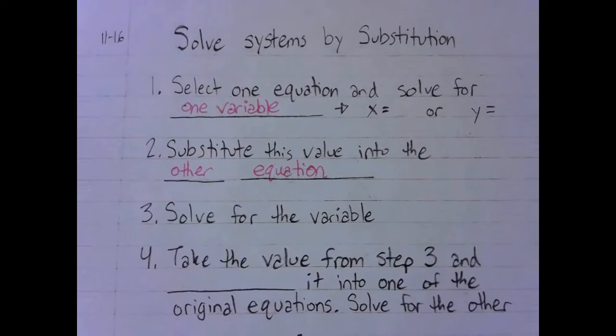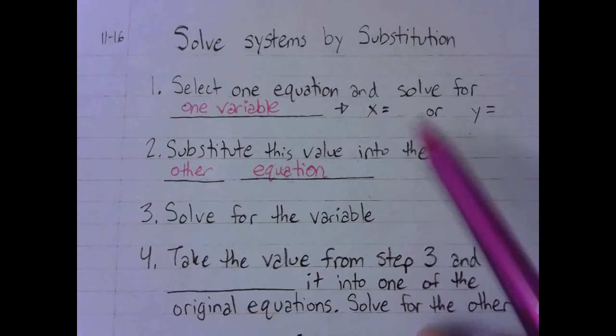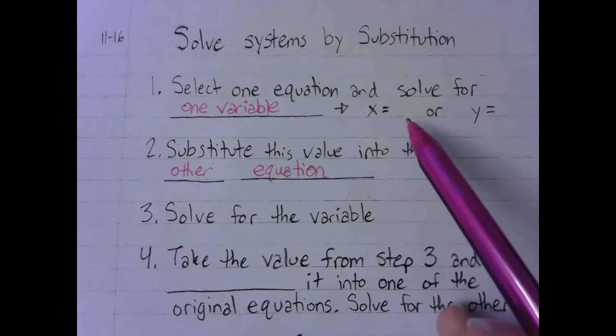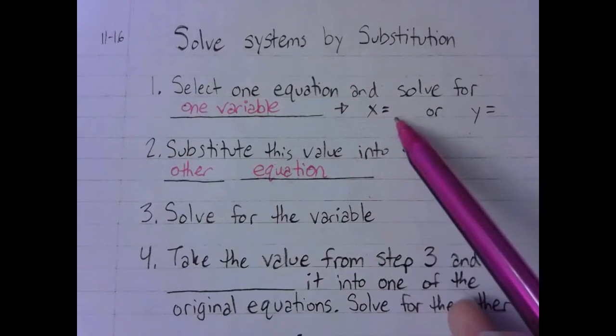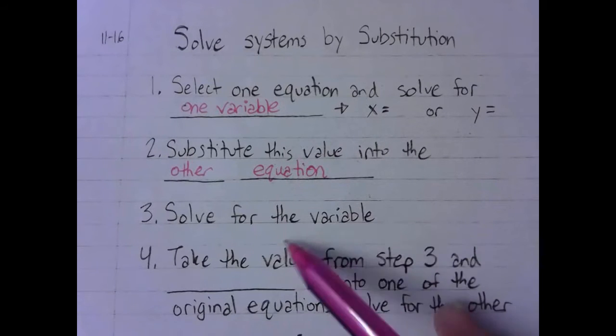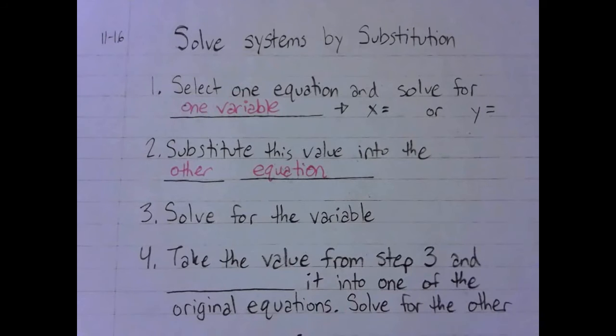That's step two. Step three, so let's say we have x equals 5y. Take that 5y and substitute it into the other equation. Then solve, because you'll only have one variable at that point. Let's look at the other steps. And yes, this is a bit long.